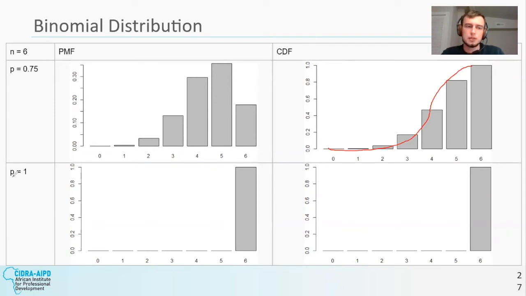And when our probability of success is 1, we're always going to have 6 successes. So all the weight is going to be on 6. And likewise, the probability of getting a value less than or equal to 5 is 0 because we're always going to have 6 successes. It's 100% likely.